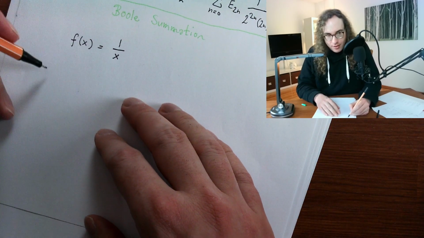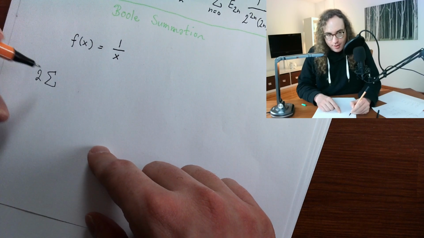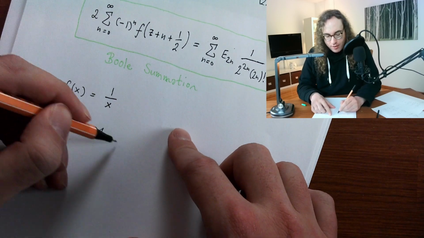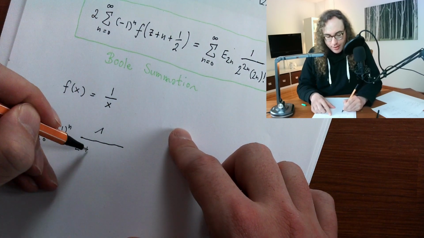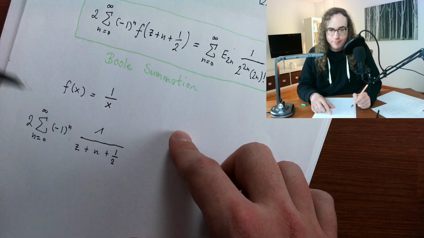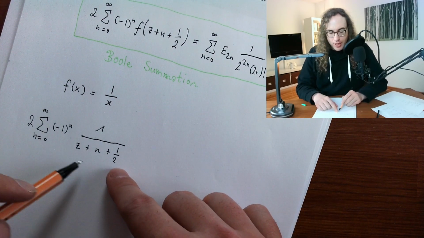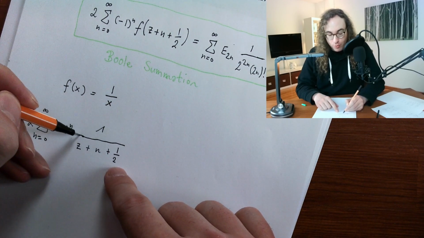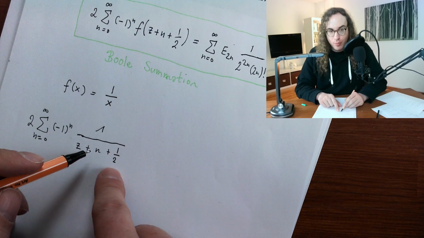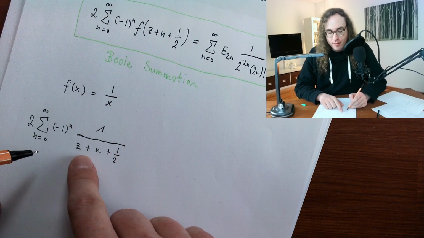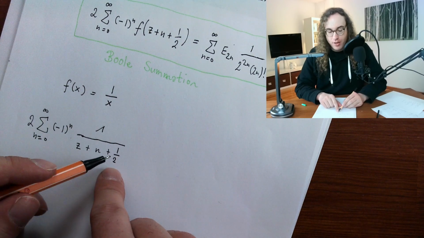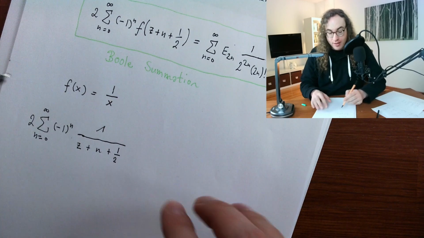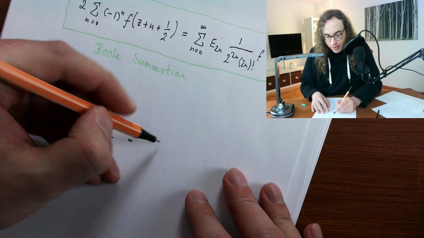So what's the left-hand side? So you get 2 times this sum from 0 to infinity, minus 1 to the n, and now 1 divided by z plus n plus 1/2. So this is not yet really what we want, but imagine I multiply this with the denominator by 2, right? Then you get 2z plus 2n plus 1. So if z is 0, then you already get like 2n plus 1, which is the alternating sum, which would occur in the Leibniz formula. So that looks promising. Now let me also write down what the other side of the equation is.